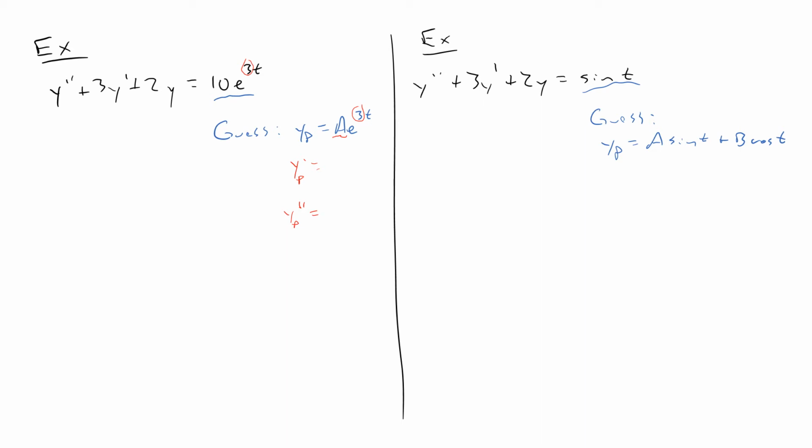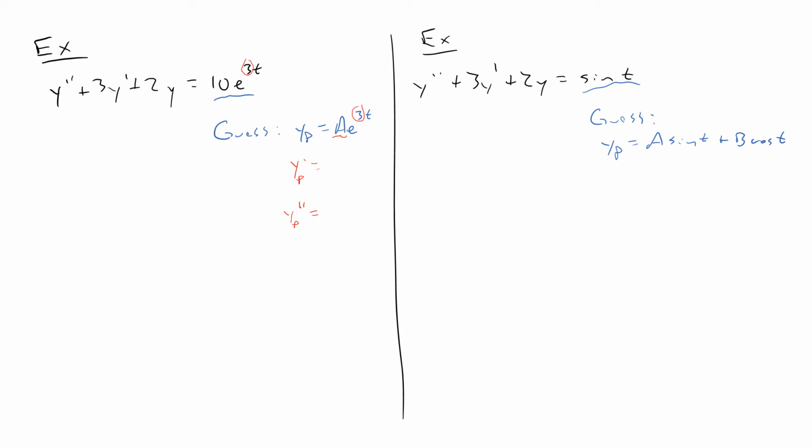On the second one here, y double prime plus 3y prime plus 2y equals sine of t, since we have a trig function, we are going to guess that our solution is also a combination of trig functions, a combination of sines and cosines. Let me mention here, if you had some number attached to t, so say this was sine of 3t, then your guess should reflect that. So my guess in this case wouldn't be sine of t, it would be sine of 3t and cosine of 3t. If there's any number attached to the t, you guess that that number will show up in your solutions as well.